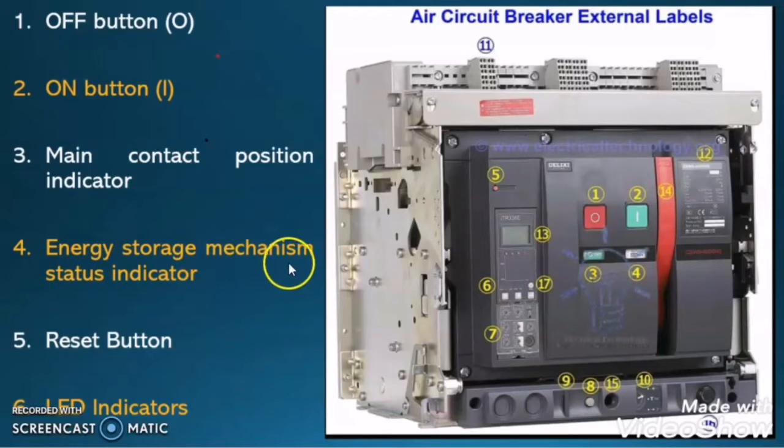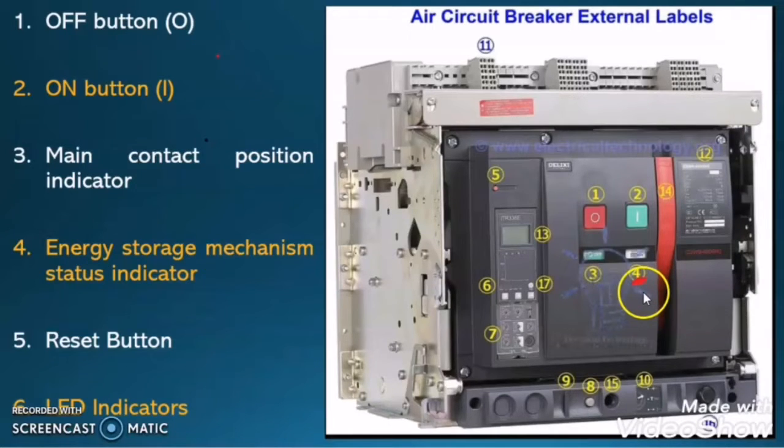Fourth one is the energy storage mechanism status indicator. What is this? Here you will see whether the spring is charged or discharged. Now let us understand what spring charge and discharge is. As we know, ACB is handling very high current. Generally ACB comes from 800 ampere to 10,000 ampere, which is very high current.